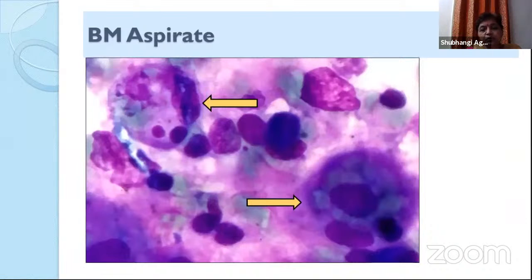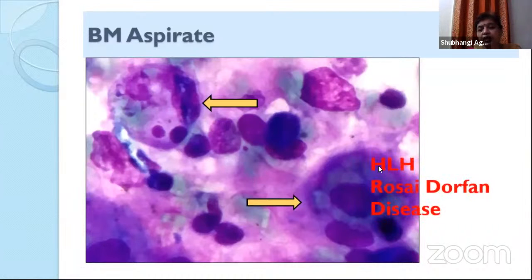This is another view to show you that there is phagocytosis of the RBCs and erythroid cells also. This is the central nucleus of the histiocyte, and these are the erythroid cells, and these are the RBCs which are phagocytosed. Here also, this is the nucleus of the cell, and these are the phagocytosed nuclei or cells in the cytoplasm of the cells.